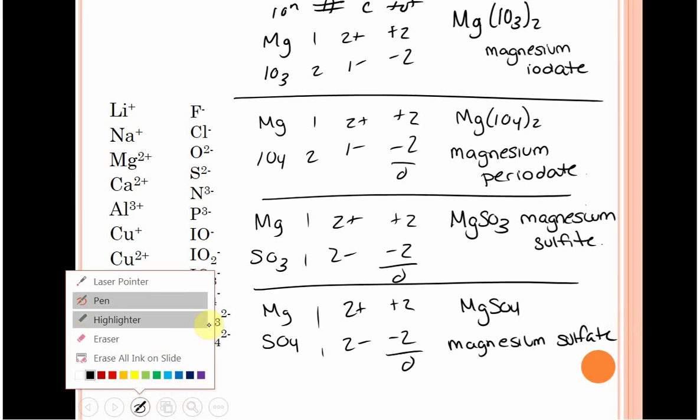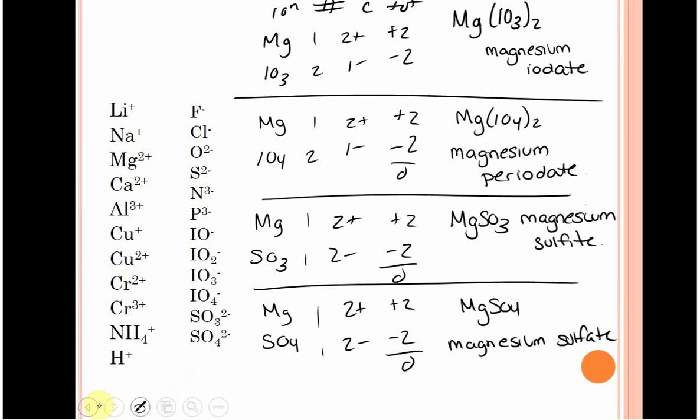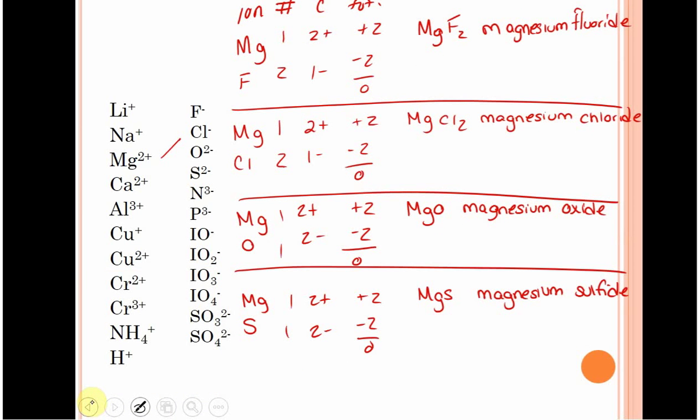Now if you go back and you look at calcium. Calcium has the same charge. Again, it's an alkaline earth metal. It's not a transition metal. So you can honestly set up your charts. When you do set up your charts, they're going to come out the exact same way. 2 plus with fluorine 1 minus. It's going to be CaF2 for calcium fluoride.